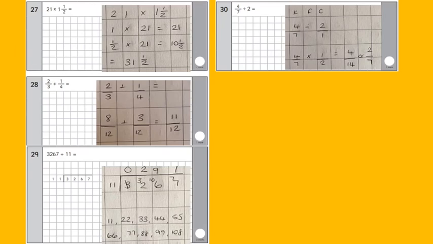But because we're dealing with fractions, instead of writing 10.5, I'm going to write 10 and 1/2. Get it back into fractions from decimals. So then I know I've got 21 and 10 and 1/2, add the two of them together, and that gives you the answer 31 and 1/2. Number 28, you've got 2/3 add 1/4.